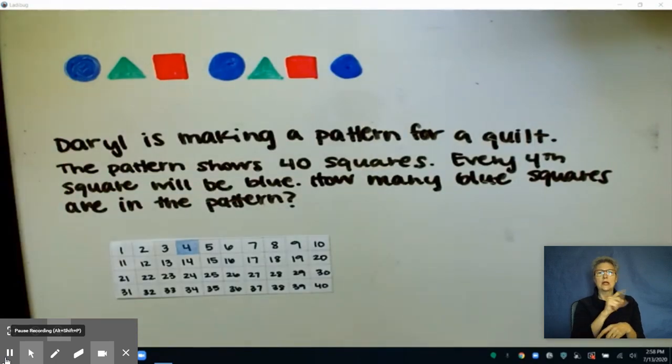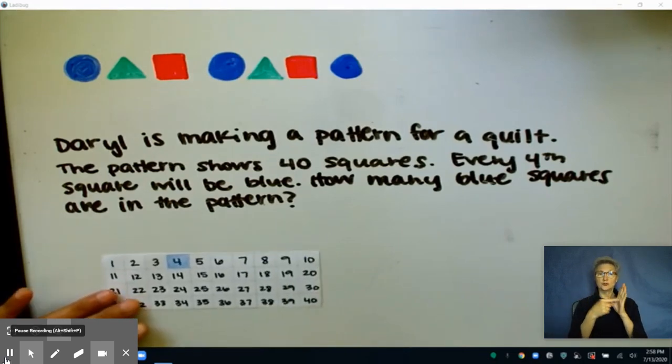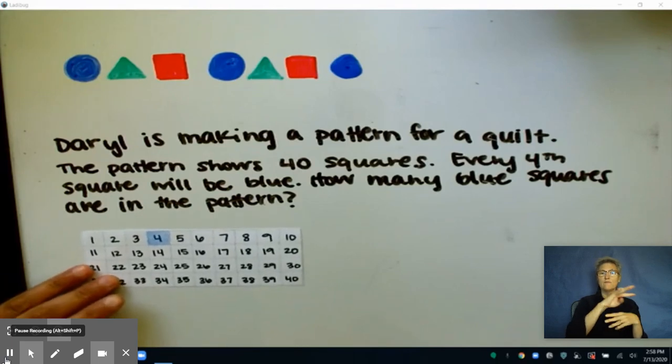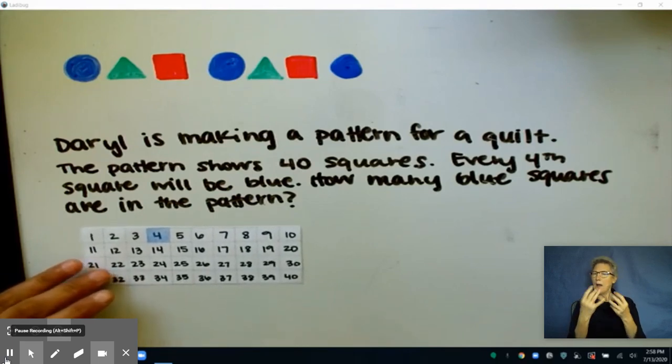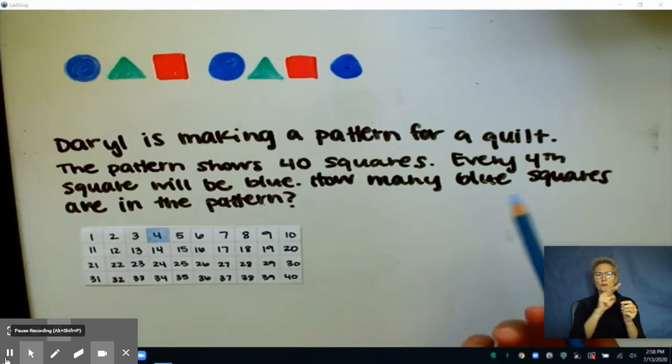Daryl is making a pattern for a quilt. The pattern shows 40 squares. Every fourth square will be blue. How many blue squares are in the pattern? So in order to help us solve this problem, I'm going to use this blank number grid that I have here. I just took some graph paper that I had and I labeled my squares 1 through 40 since they told me that the pattern would have 40 squares.